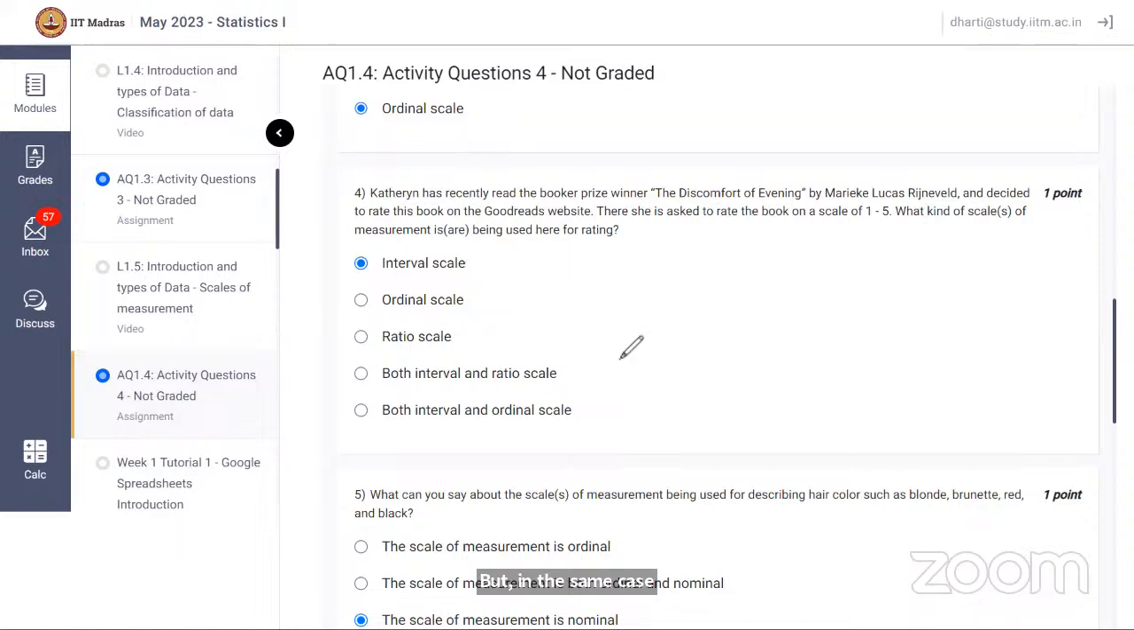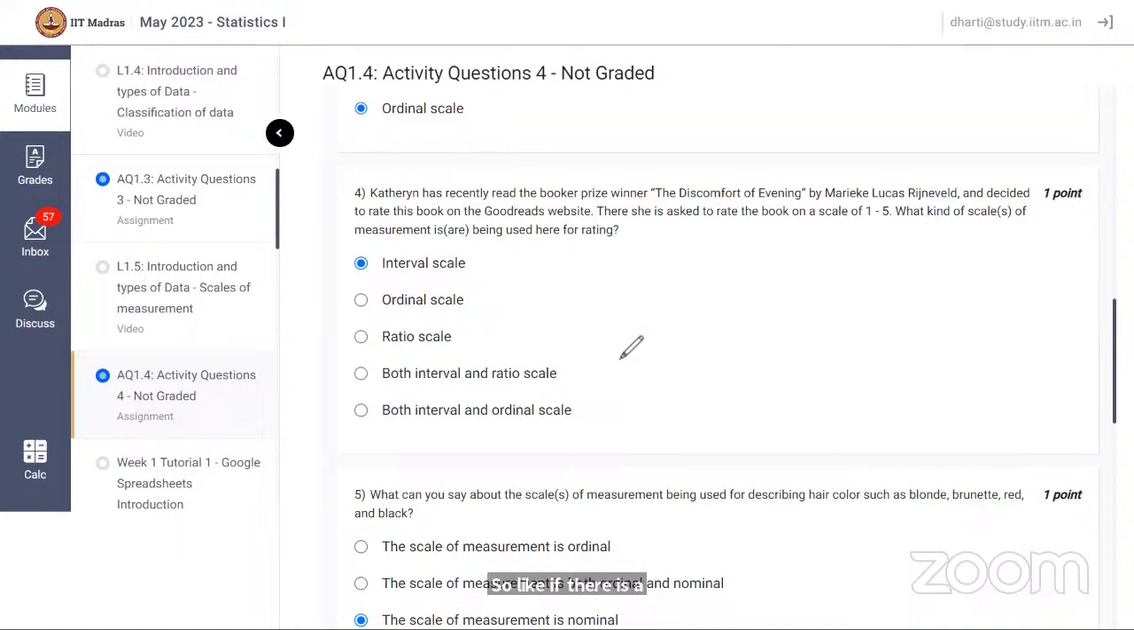Yeah, continue please. So if there is a rating from 0 to 5, then it will be a ratio scale, right? Yeah, because in that sense you can say that this book is much better than the other one. There will be one comparison kind of thing.